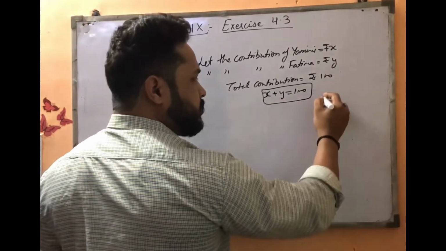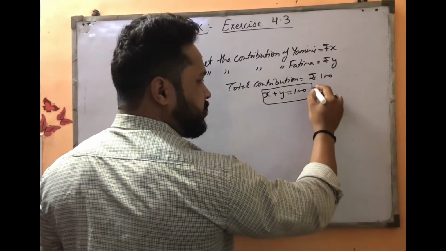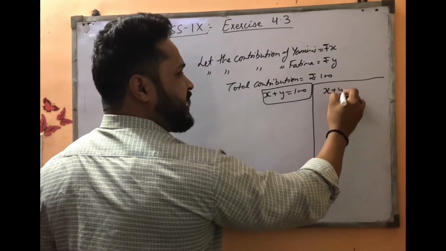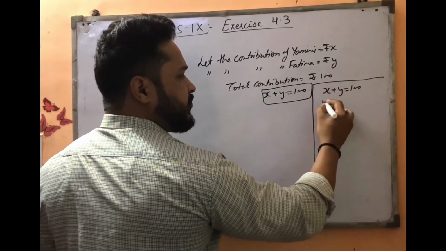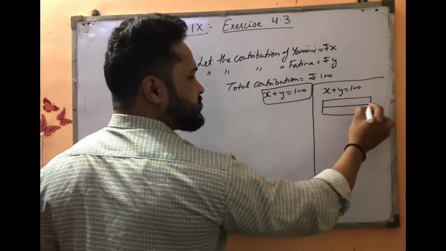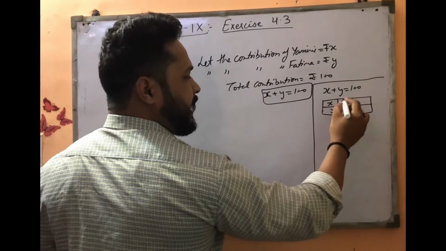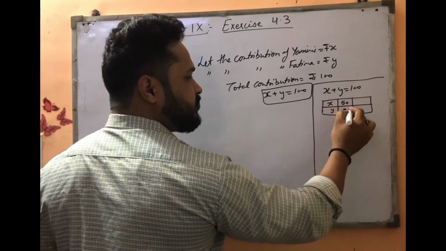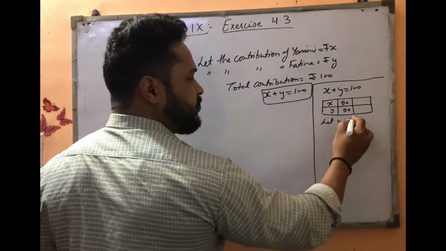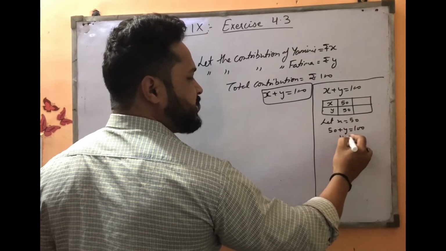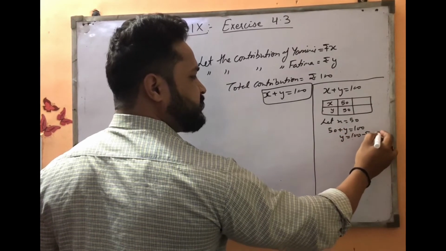So here I can find the solutions. This is x plus y equals 100. So we have a table like this, this is x, this is y. At x equals 50, y equals 50. Let x equal 50. That means 50 plus y is equal to 100, or y is equal to 100 minus 50, that is 50.